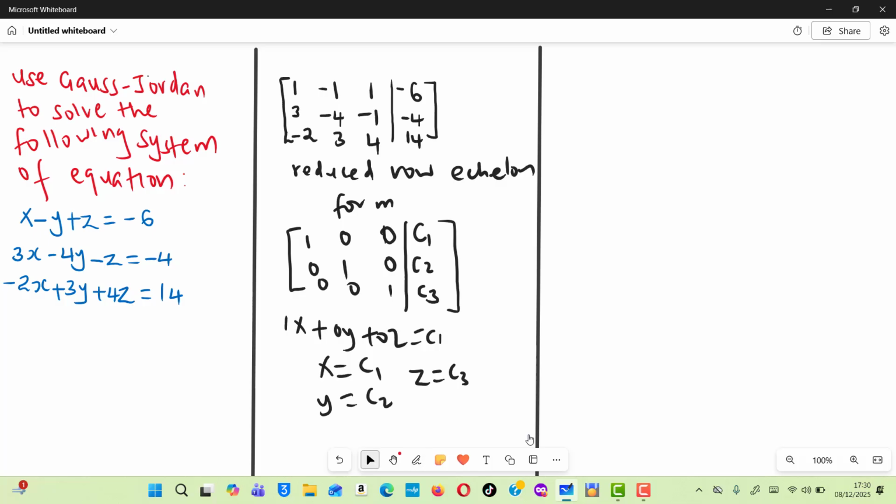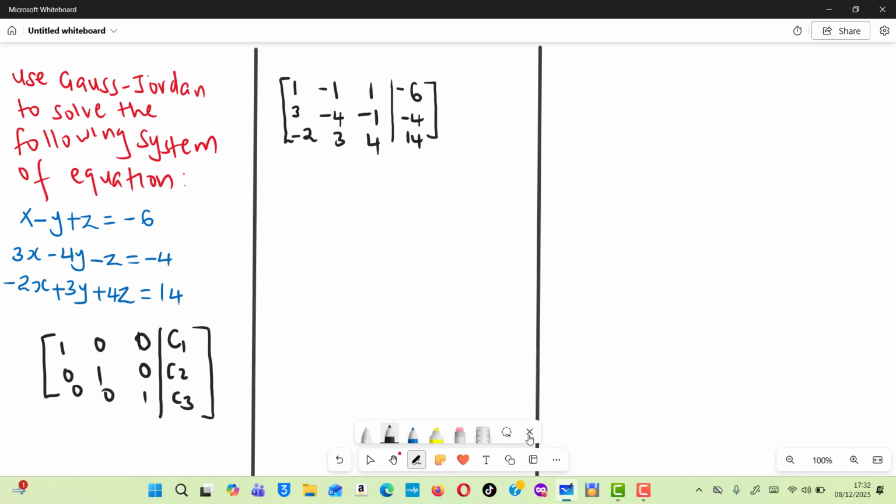So how do we come up with a reduced row echelon form? Let me wipe the board. In the first row we already have 1, so we don't need to look for 1 in the first row. We eliminate the x terms below it. We eliminate 3 and we eliminate -2, so that we get 0 0 in the first column. We already have 1 here. So how do you do it?